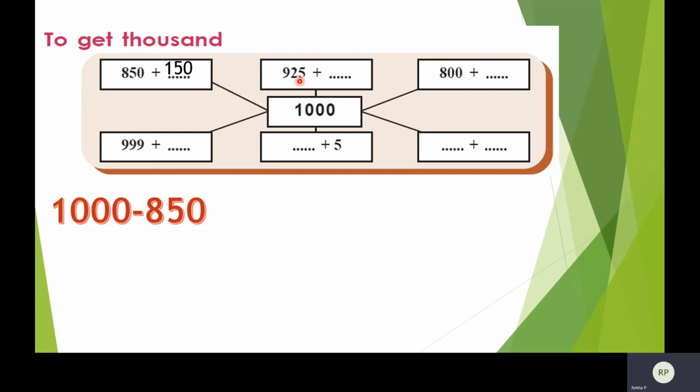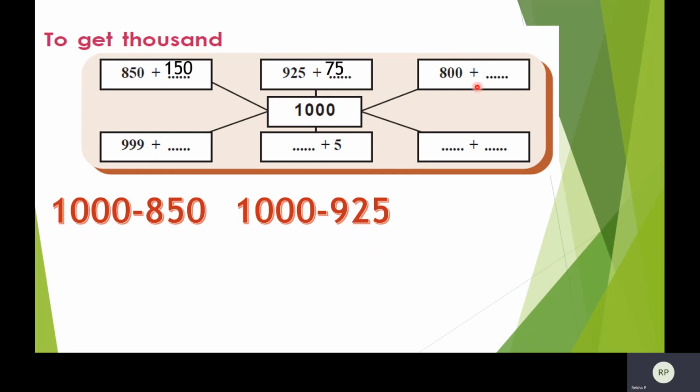So now we have to find out 925 plus what makes 1000. What do you have to add to 925 to make 1000? How will you find that out? You have to subtract 925 from 1000. So subtract 1000 minus 925. What is the value that you will get? You will get 75. So 925 plus 75 will make 1000.